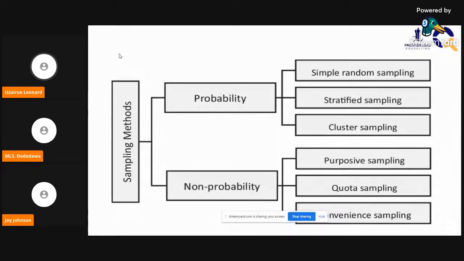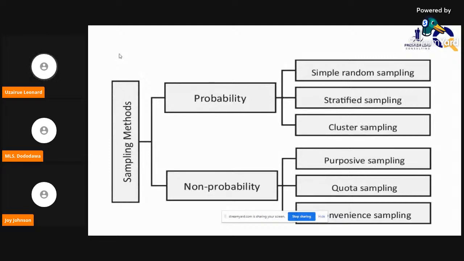It is mainly used in quantitative research. I want you to get that, as I mentioned in the introduction, we have basically two methods of research. It could be qualitative research, it could be quantitative research, or it could be a mixed method. A mixed method means you are applying both qualitative and quantitative.